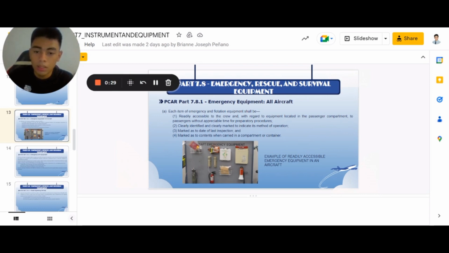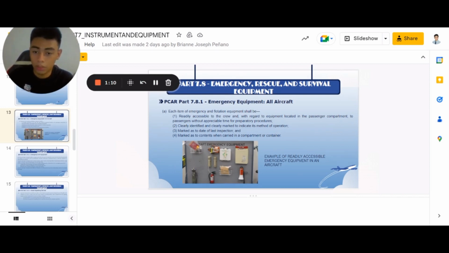So, number one, dapat readily accessible siya sa lahat ng crew members and if ever, dapat meron din siyang nakalagay sa passenger compartment para kahit papaano, pag walang crew na malapit, merong passenger na kayang i-operate yung mga ganitong gamit. Number two is dapat identifiable siya and clearly marked for indication kung paano ba siya gamitin or para saan siya. Like for example, ang med kit, di ba meron dun parang medical sign. So, ibig sabihin nun, it's for medical purposes, mga pang bandage, ganon, mga gamot.